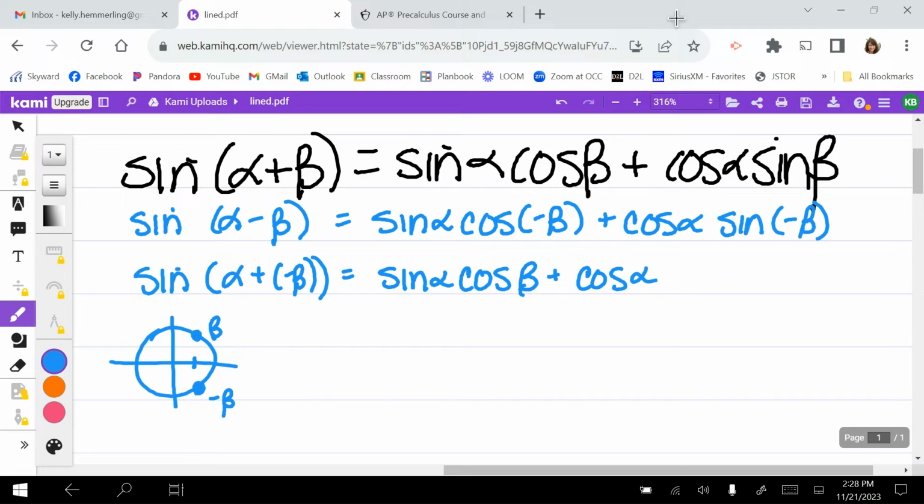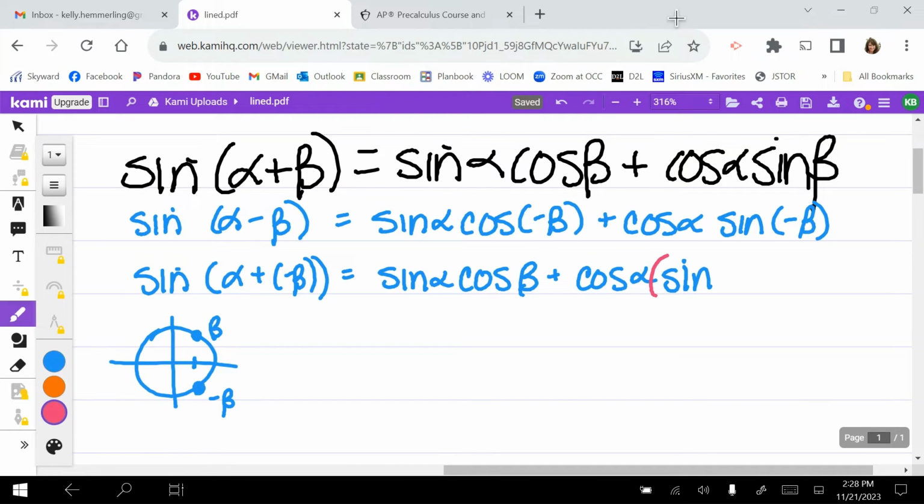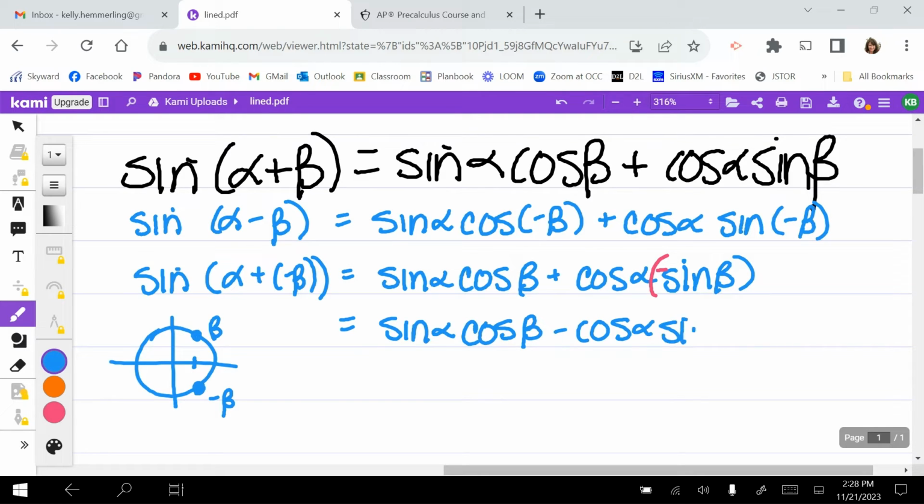Plus cosine of alpha, and now we get to sine of negative beta. Well, now thinking about from the y perspective, when the angle is negative, its y value will be the opposite. So the sine of negative beta would be negative sine of beta. So since this is negative sine, we'll call this negative sine of beta. We can rewrite this as sine of alpha cosine of beta minus cosine of alpha sine of beta.